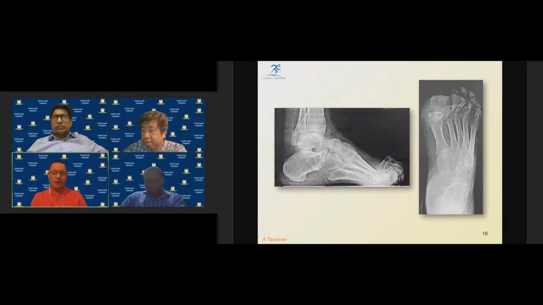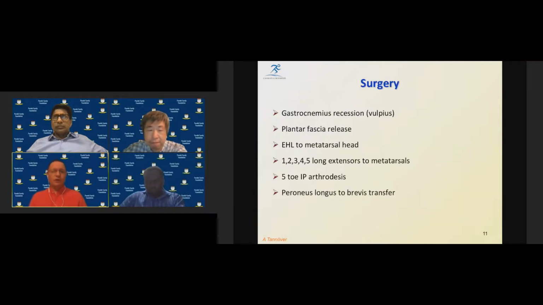But what I did was a gastrocnemius recession, plantar fascia release, and EHL to metatarsal head Jones procedure, which I like very much. Even with diabetic patients with plantar ulcers, it works well. And I did all long extensors to metatarsals transfer, Jones to all metatarsals, as in the last case of Dr. Jans, and I did 5 toes IP arthrodesis and peroneus longus to brevis transfer.